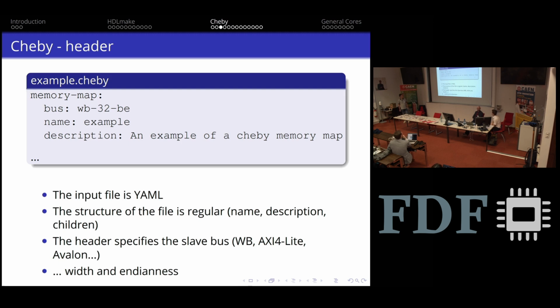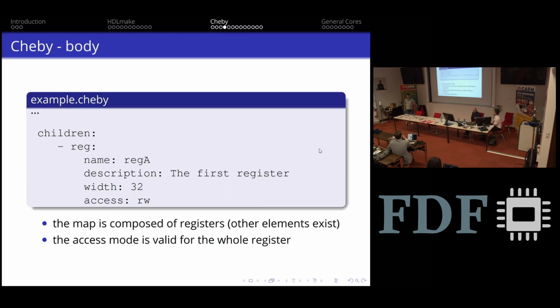So what can you do with Cheby? First, the input file is a YAML file, and you create a header describing what your memory map is and what the bus of the memory map is. In Cheby, we support Wishbone, AXI4-Lite, Avalon, and a few others, which already cover a lot of standards. And you can also choose your endianness if necessary.